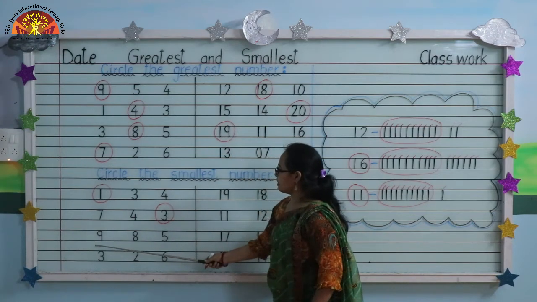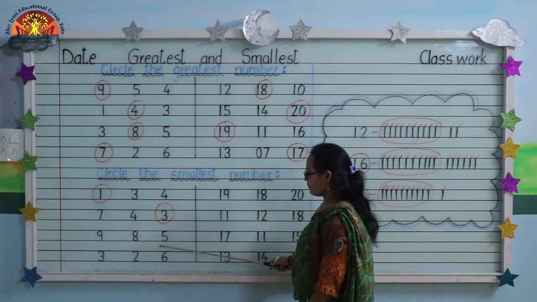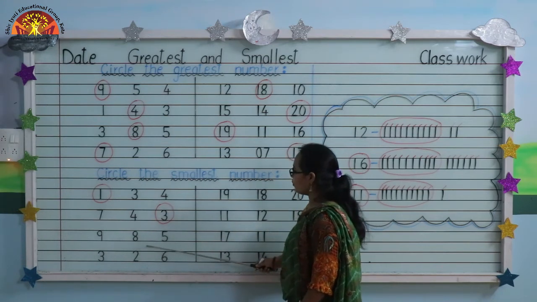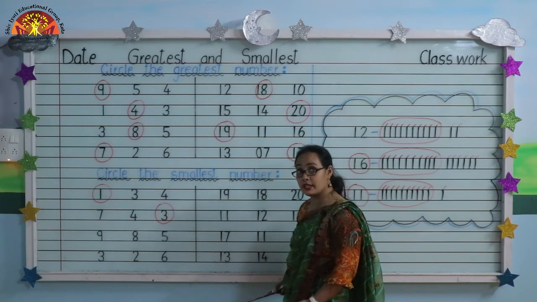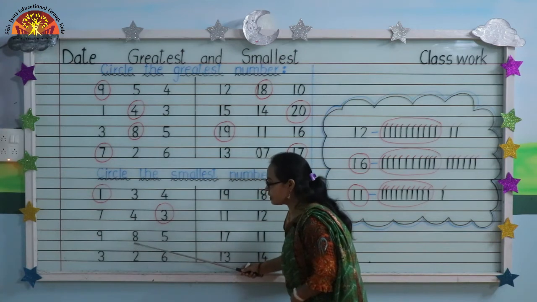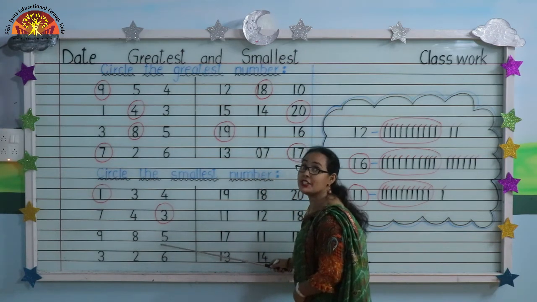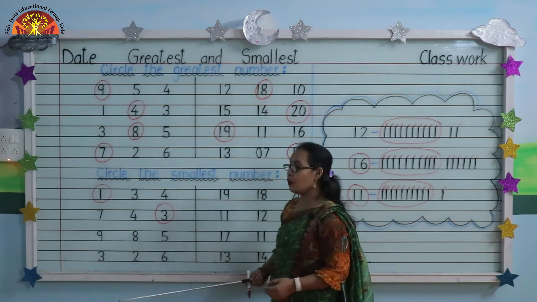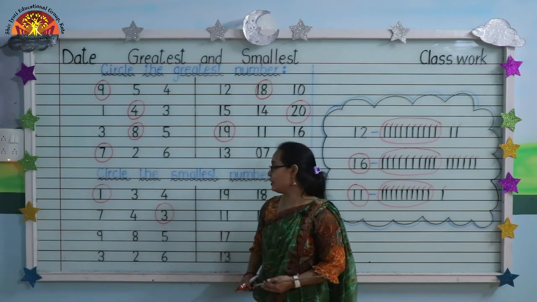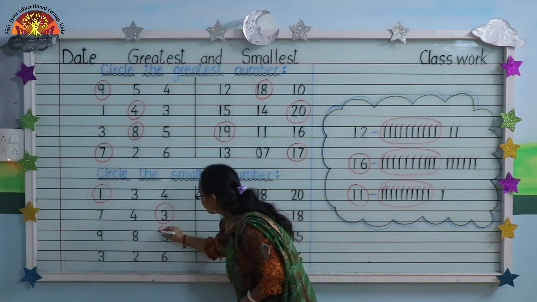Next, given numbers are 9, 8, 5. Kids, which is the smallest number over here? Is it 9? No. Is it 8? No. Is it 5? Yes. Very good, kids. Now, what will we do? Yes, kids. Very good. We will circle the smallest number like this.